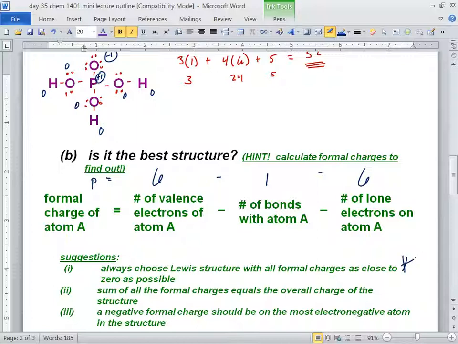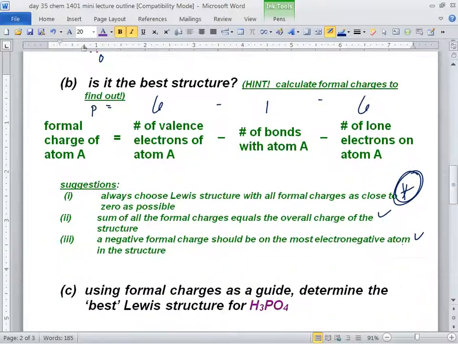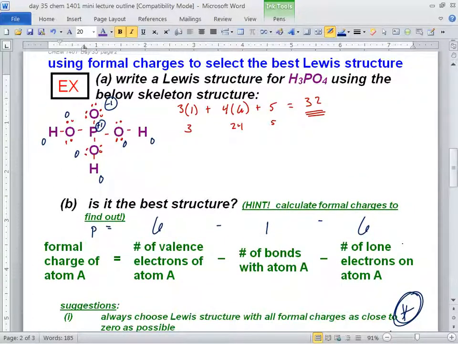A negative formal charge should be on the most electronegative atom. So if you can't get rid of all these, if you can't make them all zeros, make sure that the negative formal charge is on the most electronegative atom. Now that's kind of okay, because what's more electronegative, O or P? O. So that's okay, right? That one seems to check. These are good, but I think this is the problem. So we've got to see if we can fix it. And the only thing that we have in our toolbox is to make a what? Make a double bond. It's the only thing we can do.